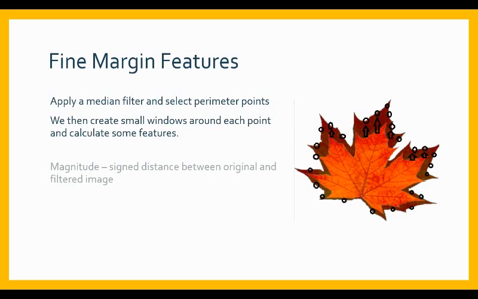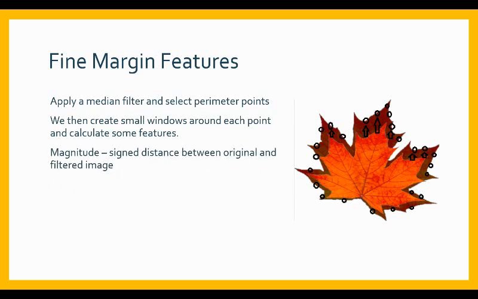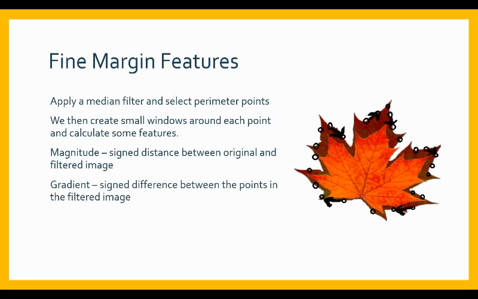The first feature we look at is the magnitude. This is the sign difference between the filtered image and original image. The gradient, which represents the sign difference from one filtered perimeter point to the next, and the curvature, which represents the angle created between three consecutive points.